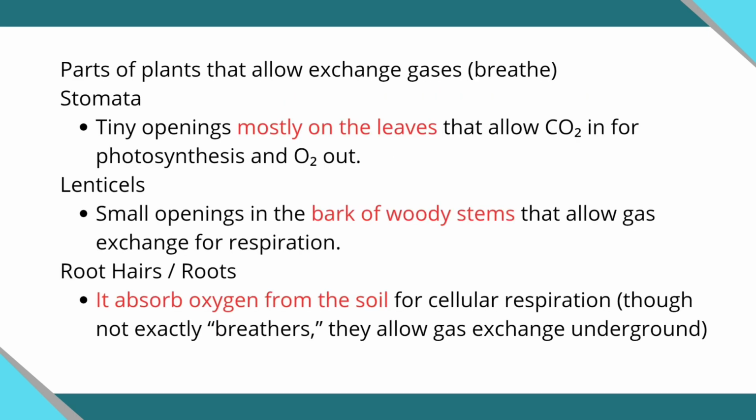The three parts of the plants that allow exchange of gases, or breathe, are the stomata, the tiny openings mostly on the leaves that allow carbon dioxide in for photosynthesis and oxygen out; the lenticels, the small openings in the bark of woody stems that allow gas exchange for respiration; and root hairs, or roots, which absorb oxygen from the soil for cellular respiration. They are not exactly breathers, but they allow gas exchange underground.